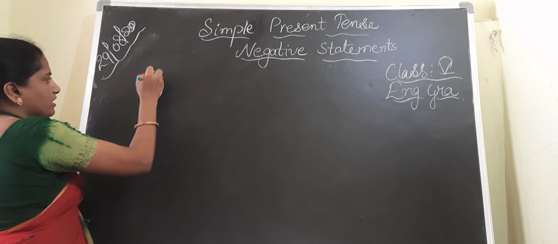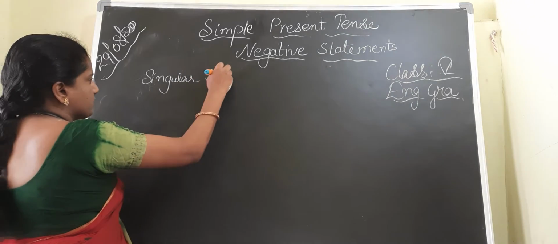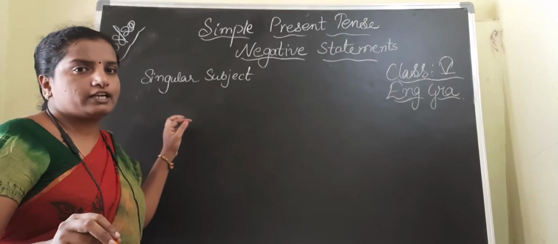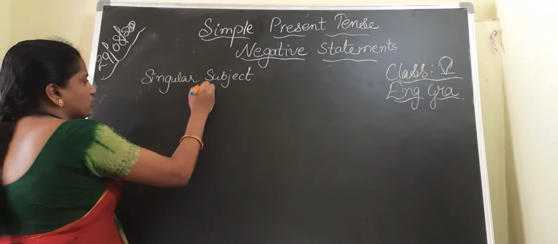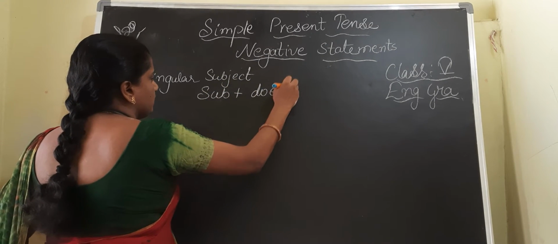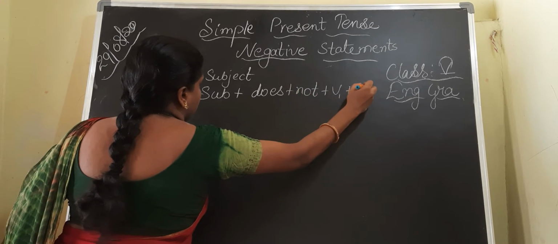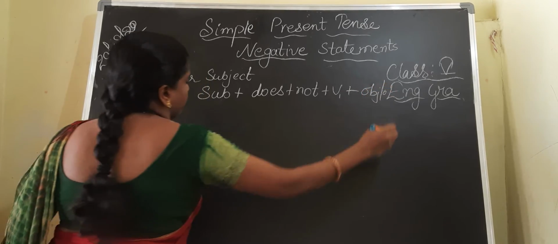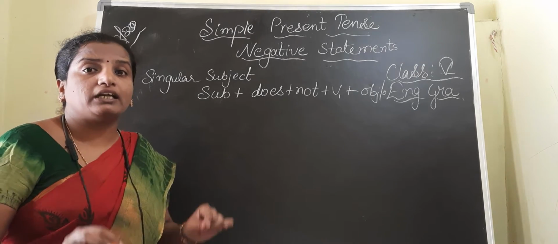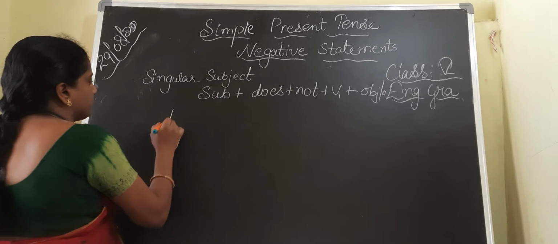See, children, if there is a singular subject in a sentence and we have to write the negative form, what structure do we have to follow along with the subject? You have to use does not along with V1, object or other words. What do we have to use if there is a singular subject? Does not, to write the negative form. Let us see a few examples.